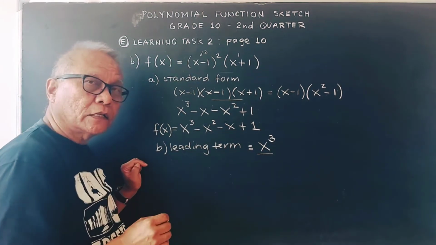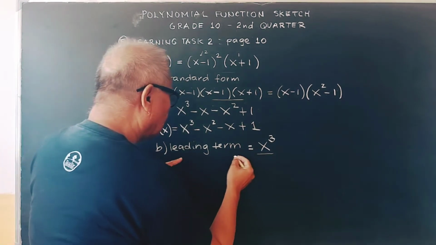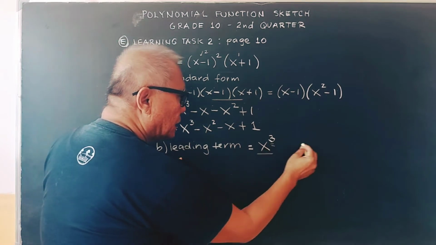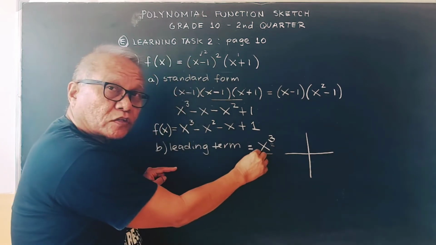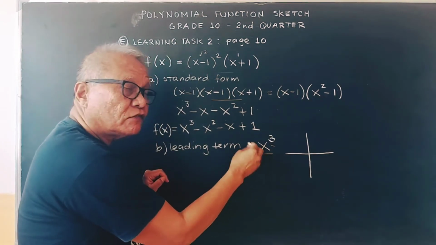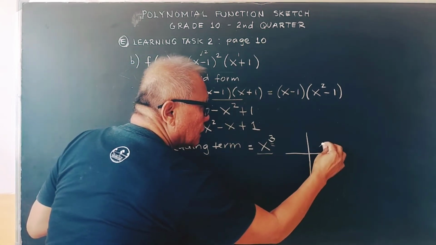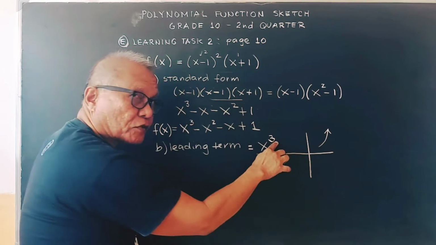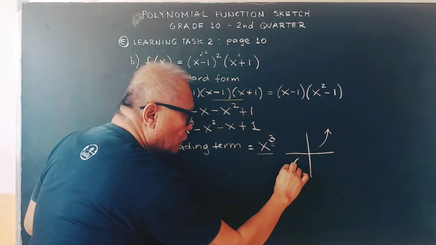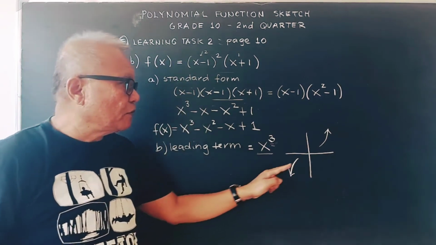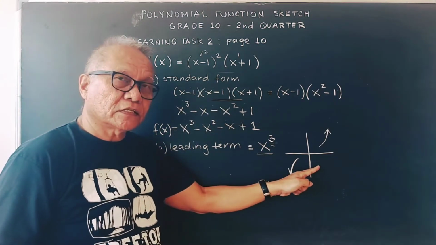Okay. Now, why are we finding the leading term? Because we want the end behavior, if it is rising up or falling down. So here, because this one is 3, and this one is positive. Take note of the sign also, if this one is positive or negative. Because this one is positive, in the first quadrant it will rise because this one is odd. And on the third quadrant, it will fall. So this will be the behavior of our curve when you sketch it in our graph.